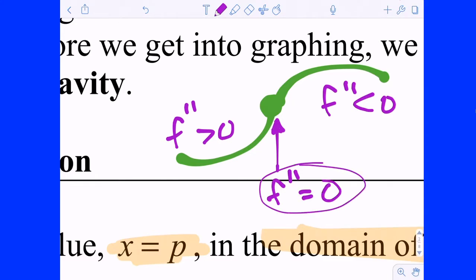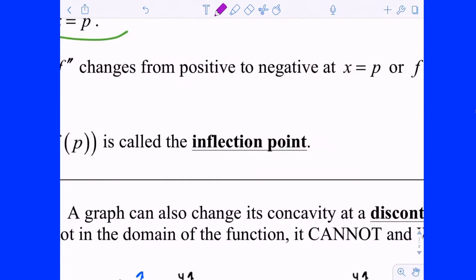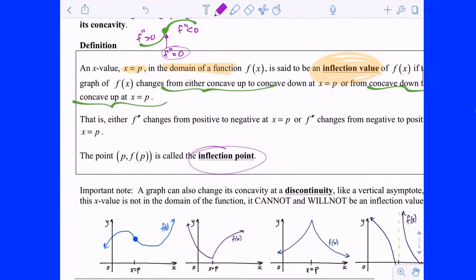Okay? Just like at a local max or a local min, the value of the first derivative at the high point is 0, but the sign is positive or negative on either side. Same thing with an inflection value. It's going to be where the second derivative equals 0 and the sign of the second derivative changes on either side. But there's another place where it can happen. Okay? We call the y value combined with the x value an inflection point. So if it just asks you for the inflection value, that's the x value. If it asks you for the inflection point, that's going to be the x and y value.